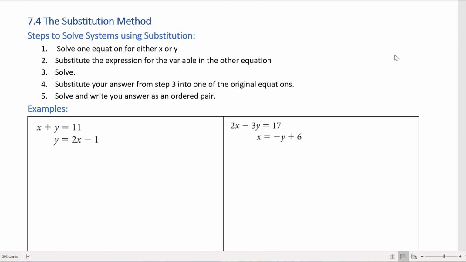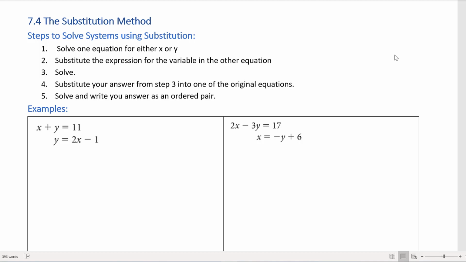Today we're going to be learning how to solve systems using a different method called the substitution method. The steps to solve the systems using substitution are: step 1. Solve one of the equations for either x or y. One of the two equations has to have a variable isolated in order for substitution to work.